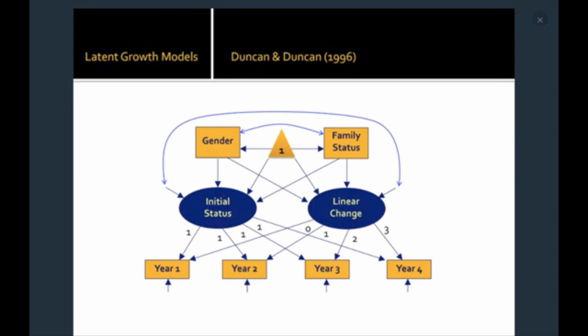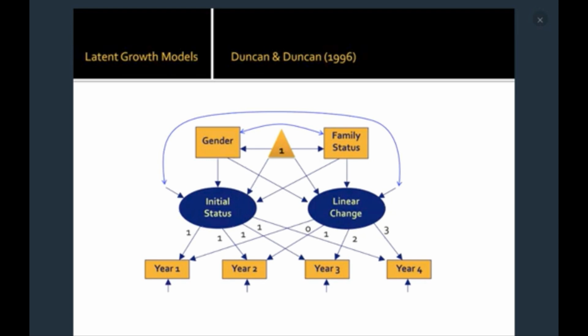And then we have that correlation between initial status and linear change, which I put as a, so that initial status and linear change are now dependent variables, right, being predicted by actual other IVs, gender and family status, in addition to the constant.